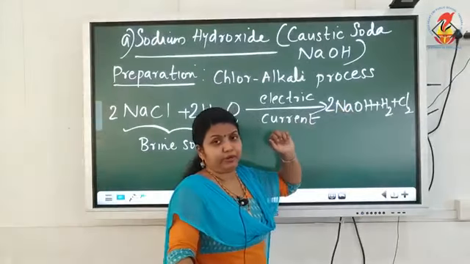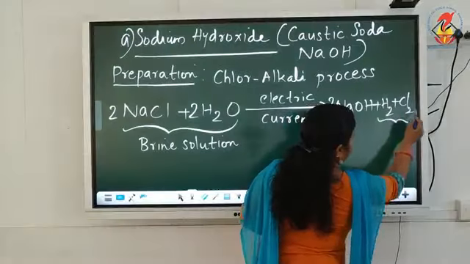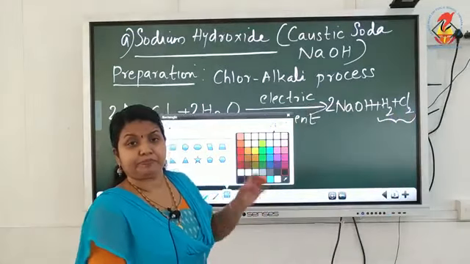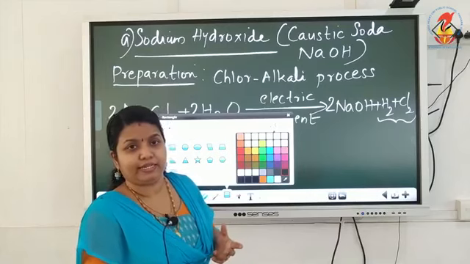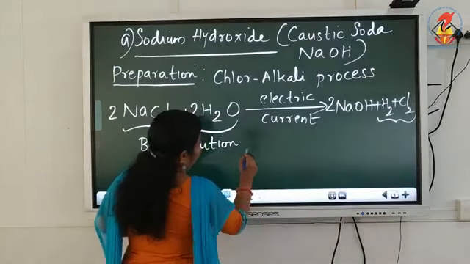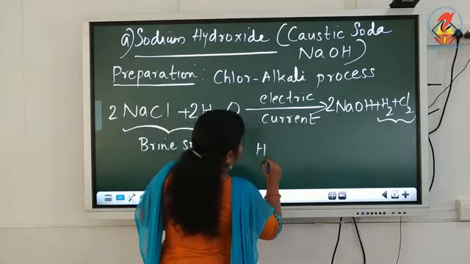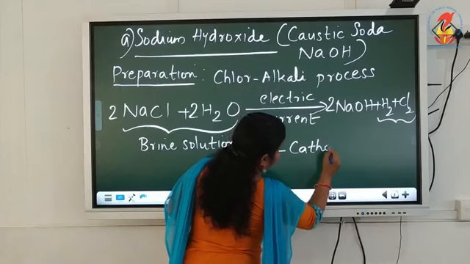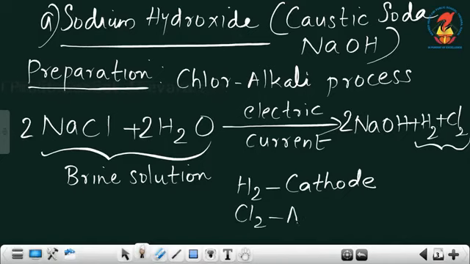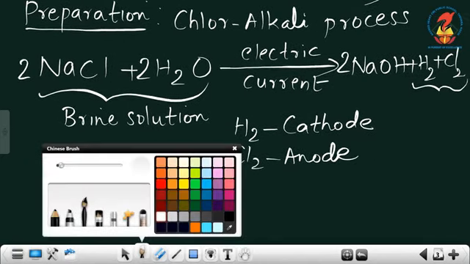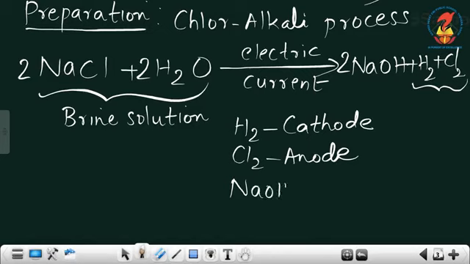The main product is sodium hydroxide. Along with that, we are getting two industrially very important byproducts too, that is hydrogen and chlorine. Hydrogen is obtained at the cathode. Chlorine is obtained at the anode. Both are gases. Hydrogen gas is collected at the cathode and chlorine is obtained at the anode, and also sodium hydroxide is collected near the cathode.